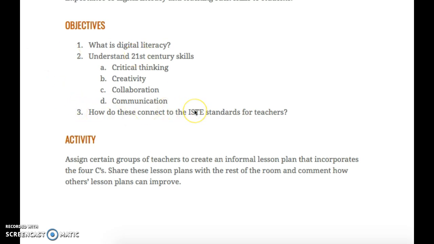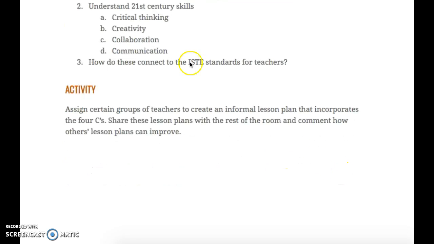After discussing all of these objectives, you can use this information to partake in an activity with other teachers that is listed below and discuss it with them further.